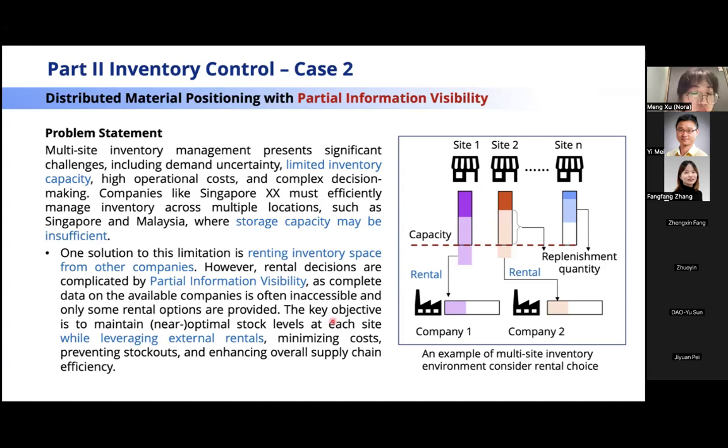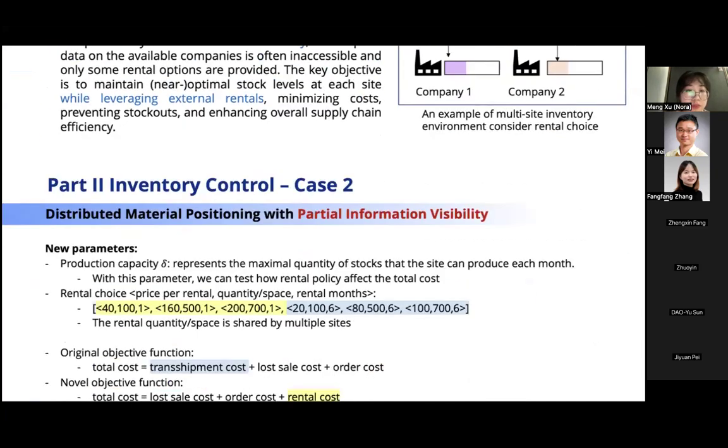And the key objective is to maintain near optimal stock levels at each site while leveraging external rentals and to minimize the total cost. So here is an example. Still, we need to make the replenishment quantity decision. And another thing is that we need to decide the rental decision at other companies.